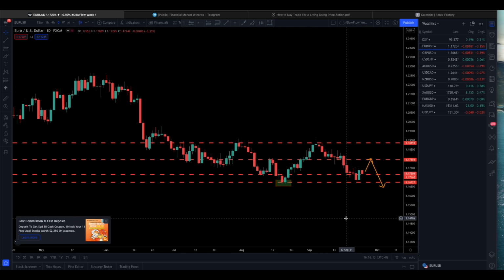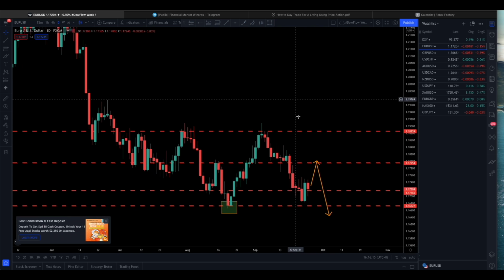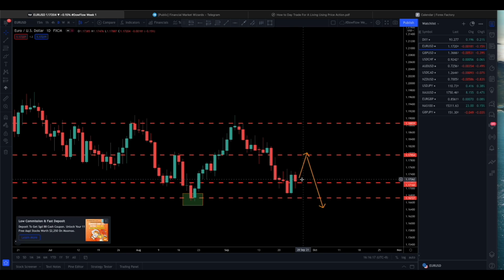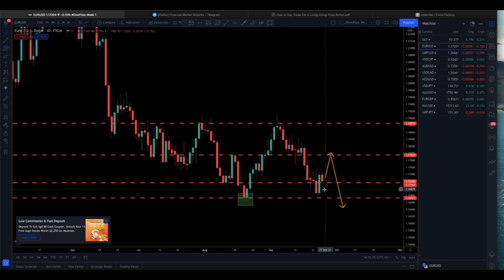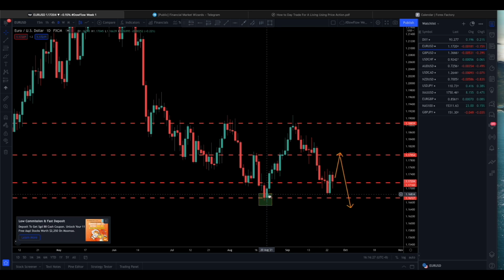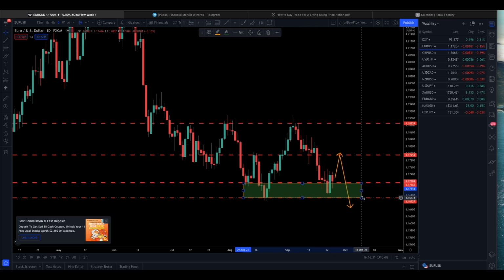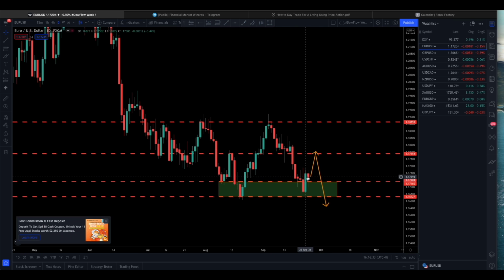Now let's move on to euro dollar. Euro dollar right now is at support. I would say that euro dollar is actually more bearish than bullish, because there's the high here, there's the low, there's a lower high and a lower low, and this is the support. So right now price is at a zone of support. I would really see this as an entire zone of support, something like this.